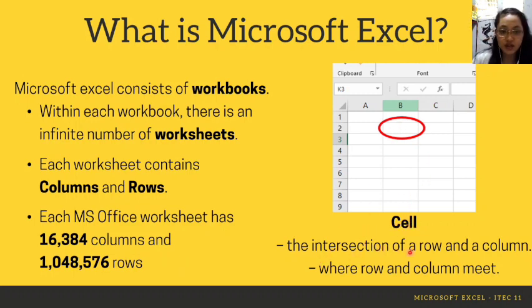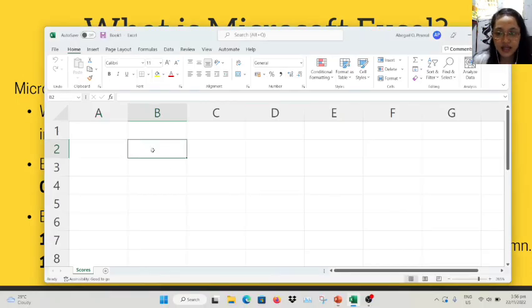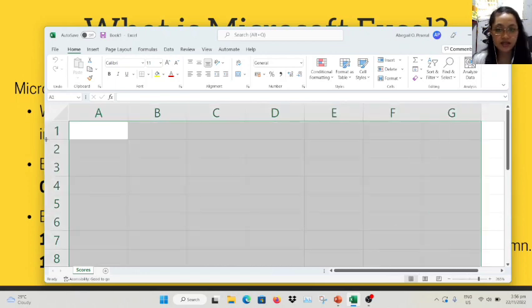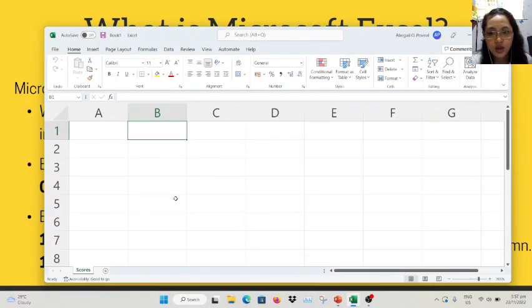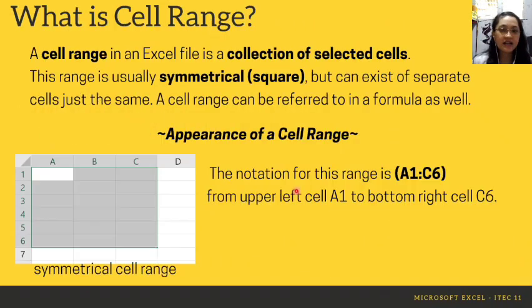So here we have the cell. A cell is the intersection of a row and a column. A cell is where column and row meet. So this one is a cell, this one is a cell, this one is a cell. We can identify a cell kay naka-rectangle siya. If I click this one, that is the active cell. Again, the active cell can be shown here sa name box or sa address box. So a cell is the intersection of row and column. That is a cell.